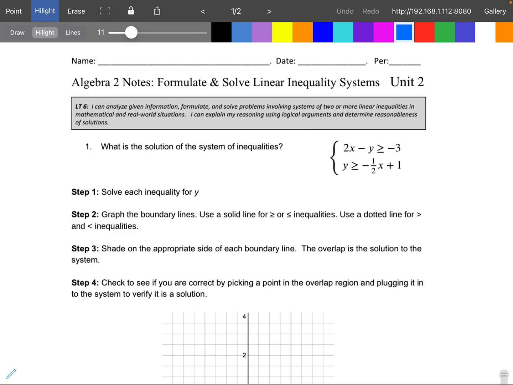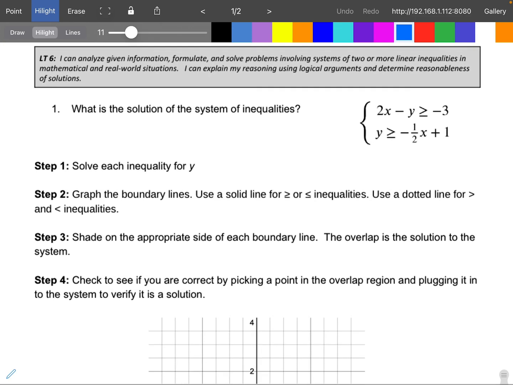So for this first problem in the notes, it says, what is the solution to the system of inequalities? So we're going to do the same thing we did on the warm-up, but we're going to do it for each one of these equations. And I'm going to color code them so that we know which one is which.